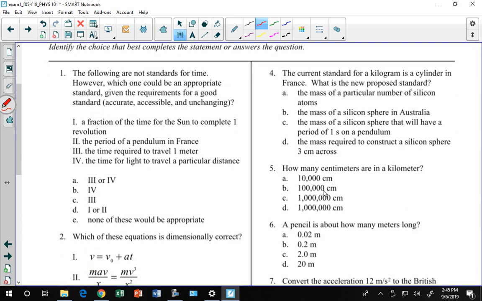You need to know your standards, but be careful, because sometimes I'll ask you for standards, but I just sort of mix them up a little bit. Like I'll say, the standard for time is based on the speed of light. That's not right. That would be a fine standard for time, but that's not the standard for time.